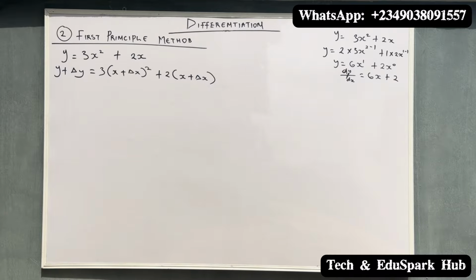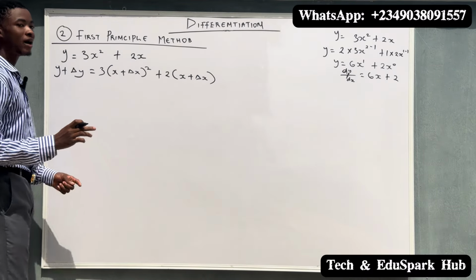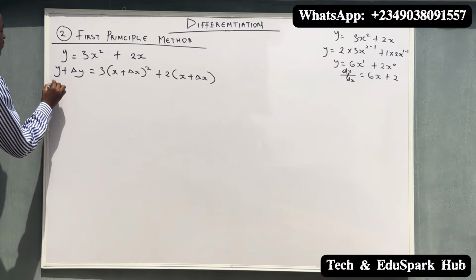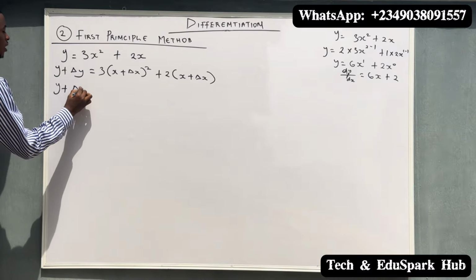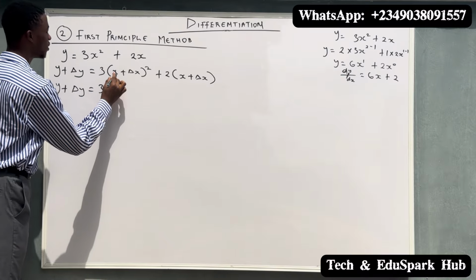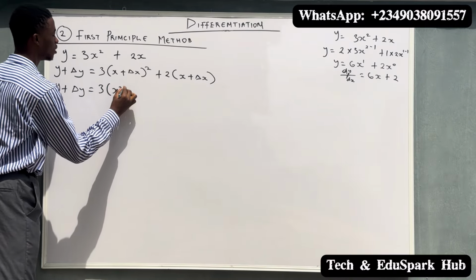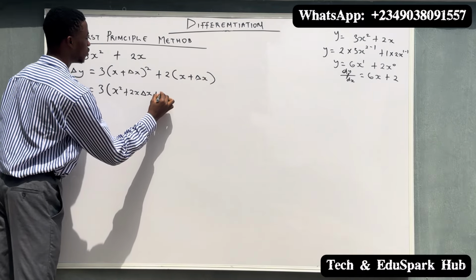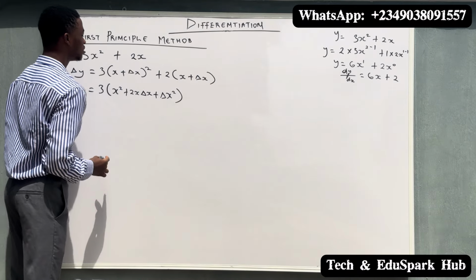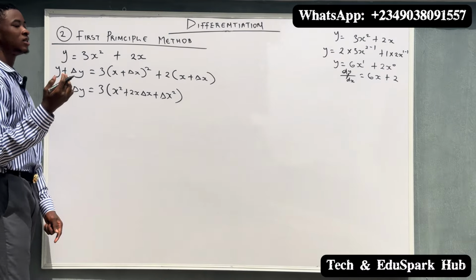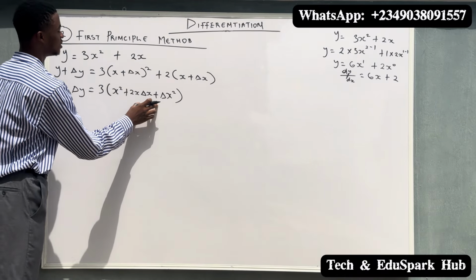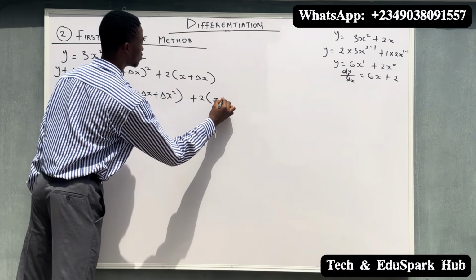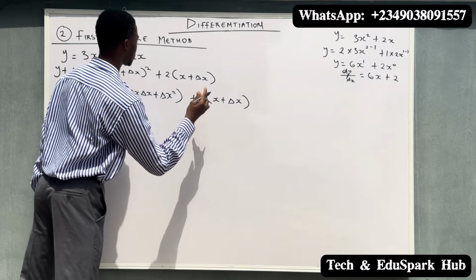In this case, we are going to expand these brackets. Remember, in our last example, I expanded something like this. When I expand, we have y plus change in y equal to 3 open brackets, x squared plus 2x dx, which is change in x, and lastly plus change in x squared. This is what you will get when you expand. You can check the previous example to see how I expanded this bracket. And also we are going to have plus 2 open brackets x plus change in x.